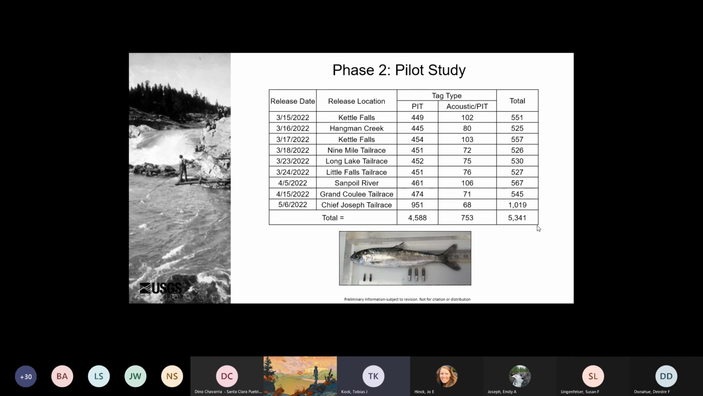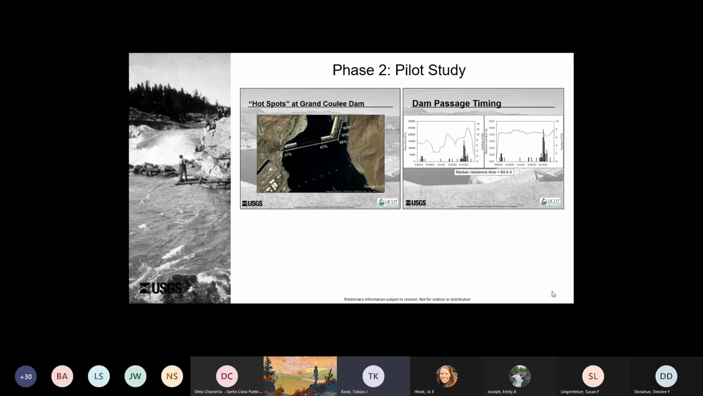You can see that we released about 5,300 Chinook salmon from March to early May of 2022. All of those fish had a PIT tag in it, which you can see here on the left side of the picture, and about 750 of those fish also had acoustic transmitters to give us better information on fish movement patterns. And so you can see how that broke down.